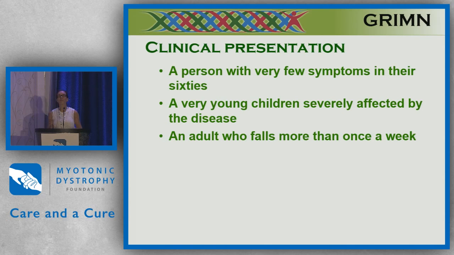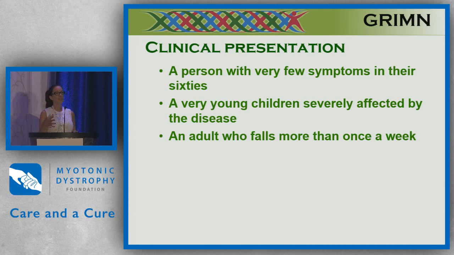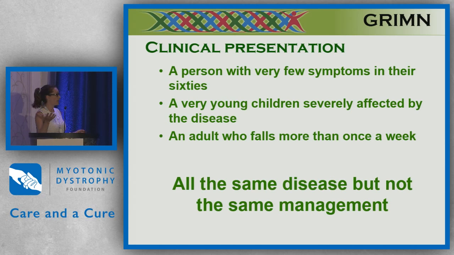Apart from that, one of the great challenges for your healthcare team and your family is to understand that myotonic dystrophy, and you know it better than I do, has several clinical presentations. One time it's a 65-year-old man who has very few symptoms, and the day after it's a very young baby who is severely affected by the disease. At another time, it's a 20-year-old woman who starts to have a little bit of difficulty closing her hand. So it's difficult to understand that a disease can be so varied. It is the same disease, but it's not the same management.